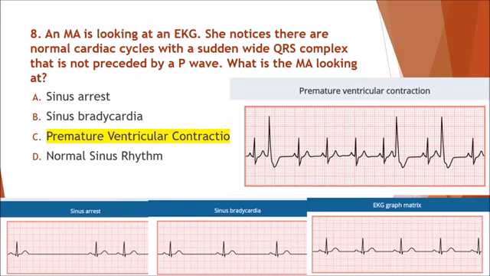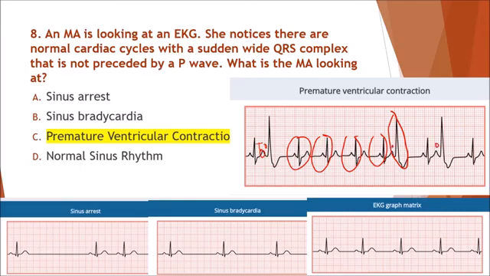The answer for this one is a premature ventricular contraction. We actually just talked about this one. And again, we can see normal contractions, and then out of nowhere, you see this huge QRS complex that does not have a P wave. This is not a P wave, that is a T. So it is not preceded by a P wave, it's just a random contraction of the ventricle.